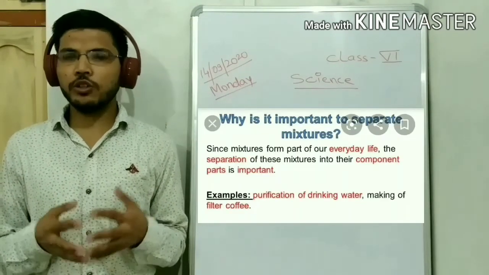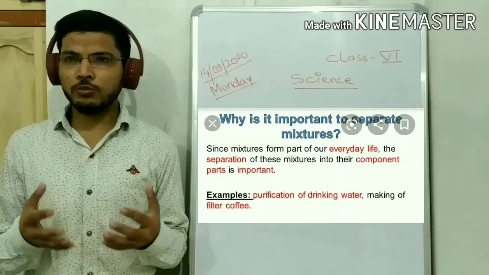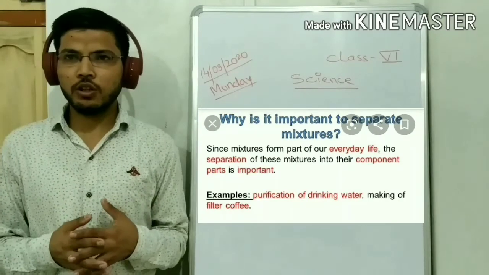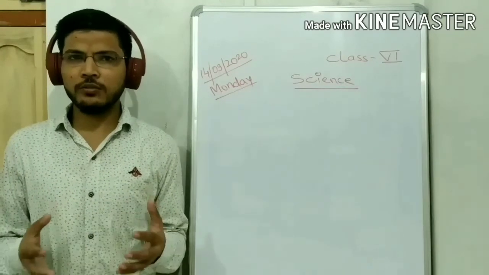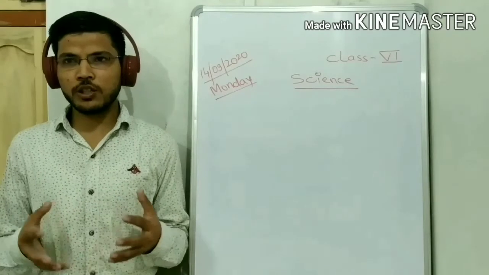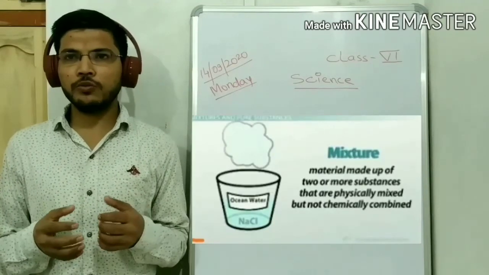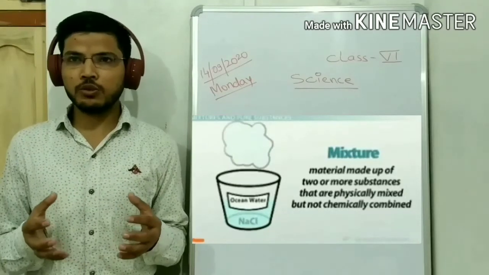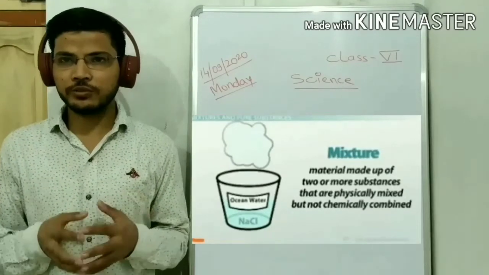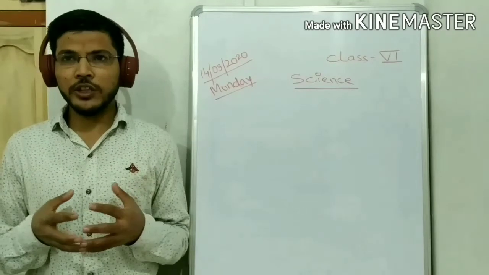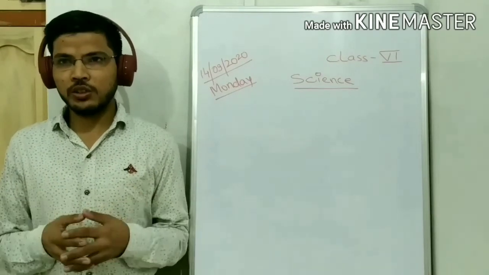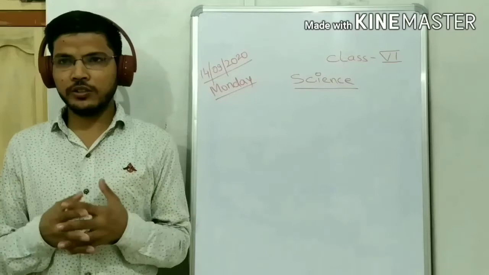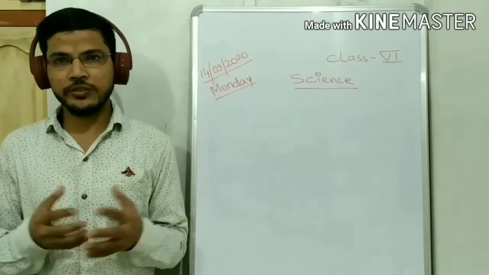We need to do separations in order to remove unwanted products or substances present in the mixture. So students, what is a mixture? A mixture is a combination of two or more substances. When two or more substances are mixed together, then we call it a mixture. Just like the food you eat at your home, you can see there are so many things mixed in it. That's why we call it a mixture.